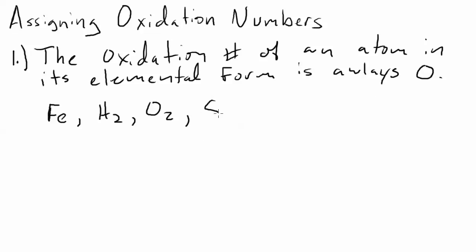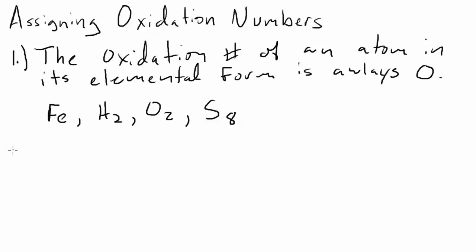You might have something like sulfur, which forms complexes of 8, many elements like 8. But since all 8 atoms that are bonded together are sulfur, their oxidation number is 0. So anytime you have an element, which is something made up of all the same type of atom, those atoms have an oxidation number of 0. So that is the first rule.